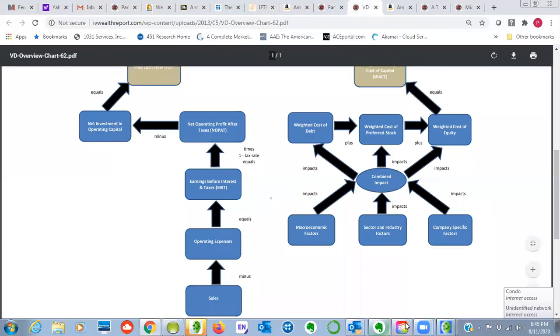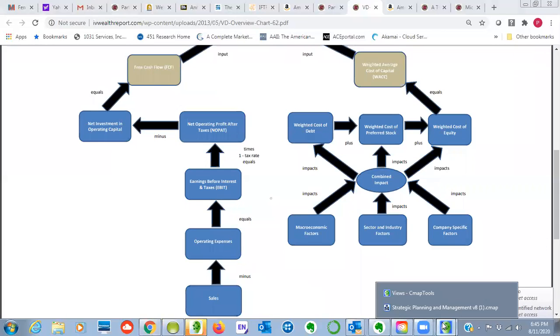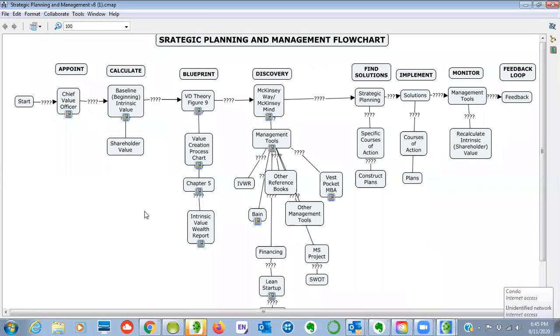so if you wanted to access that, you can access that from, is it here? No, from here, from this little box. Okay, so the blueprints. So there's that figure 9, the figure 9 I just showed you guys. The value creation process chart, that's the colored one that we've been using a lot in the class.